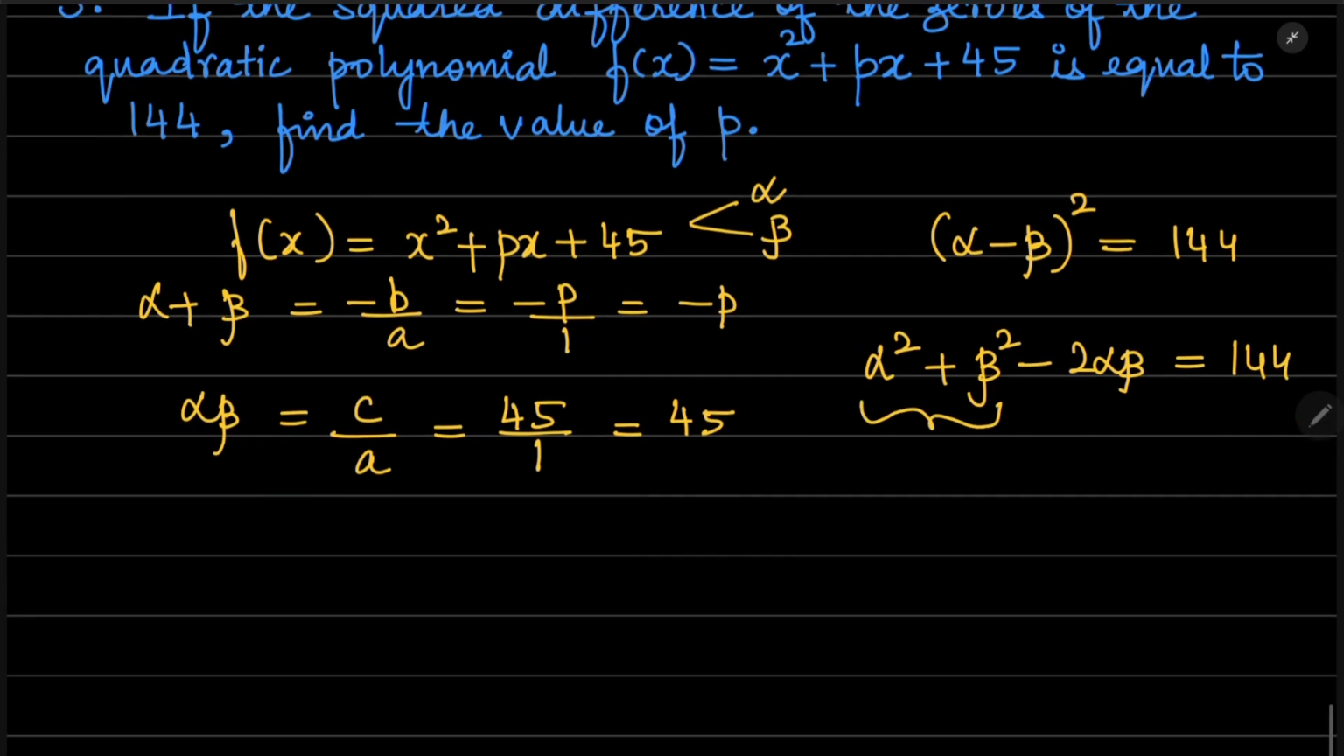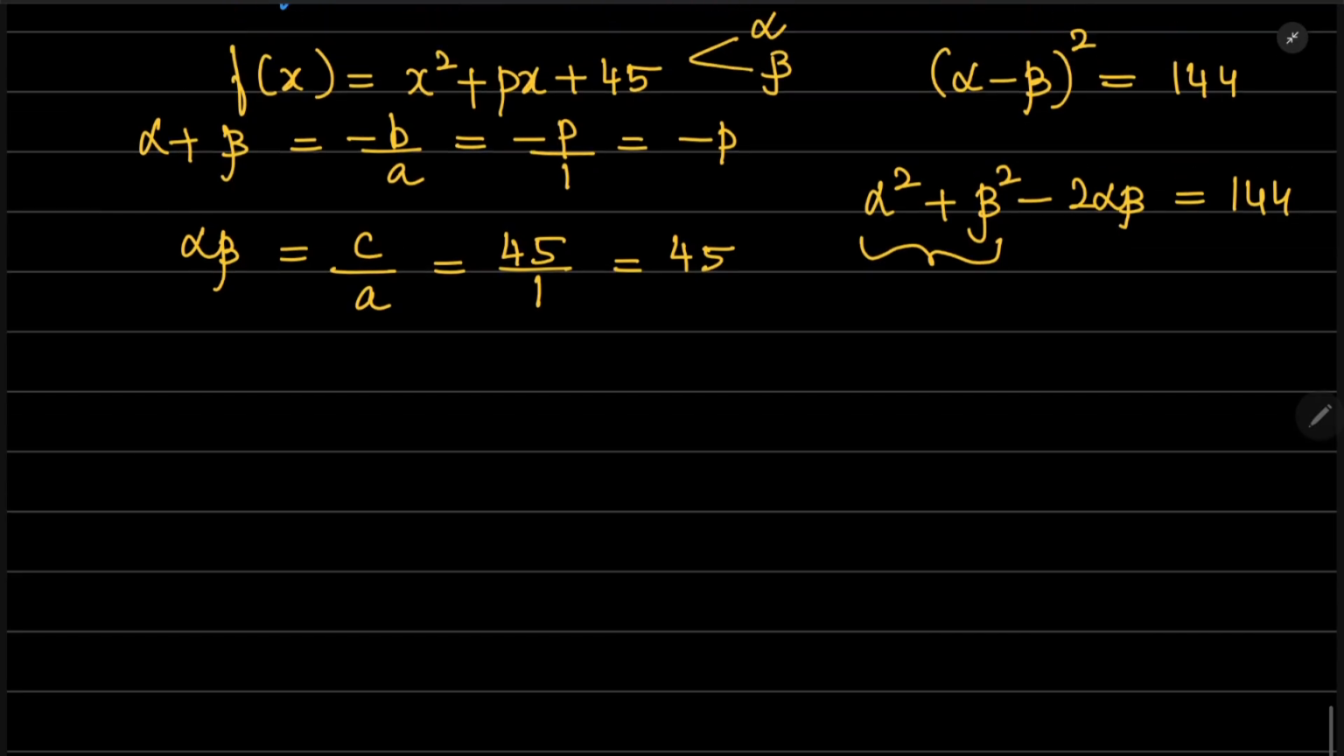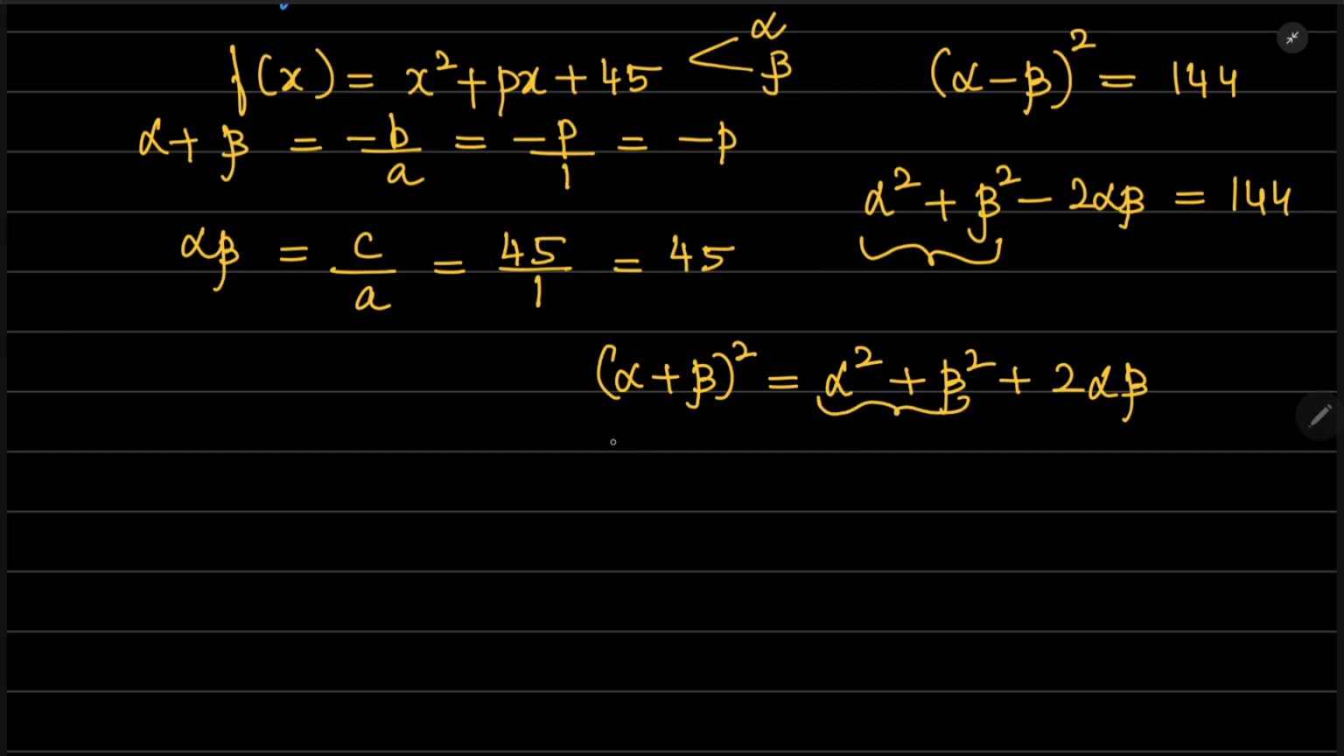What is this alpha square plus beta square? Remember the identity. Alpha plus beta the whole square, that is a plus b the whole square, is equal to a square plus b square plus 2ab. Instead of ab, I am writing alpha beta. Therefore, alpha square plus beta square will be equal to, taking this plus 2 alpha beta to the other side, alpha plus beta the whole square minus 2 alpha beta.